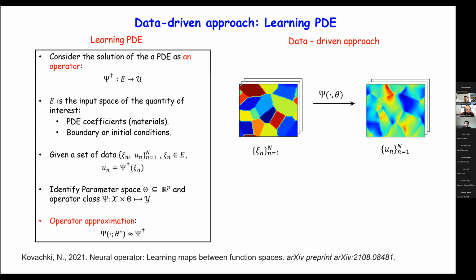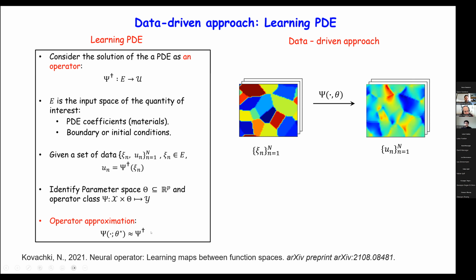So in that regard, what we're going to do is suppose we are given data, which is a pair of (a, u), where a is our coefficients or boundary conditions, and we're trying to learn the solution operator ψ† that maps the coefficient a to our solution u. By doing this, what we really want is to construct an operator approximation that, given our PDE coefficient, will approximate the true solution operator ψ†.